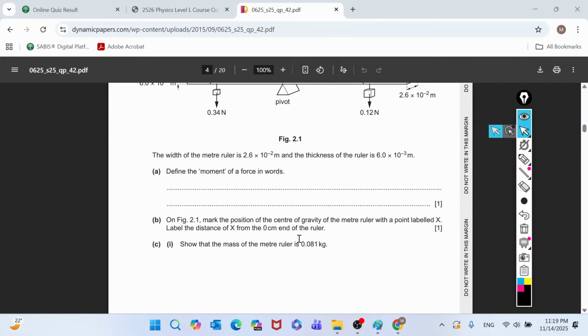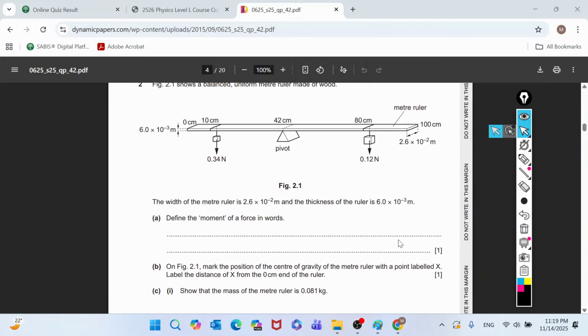Oh no, there's no part B. Okay, part C. Show that the mass of the meter ruler is 0.81. Okay, guys, here there's no translational equilibrium because it's balanced. Why is it so dark? Use the light icon. So yeah, the mass was here, and we don't know it.